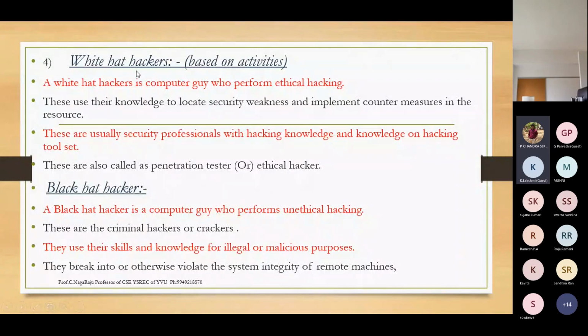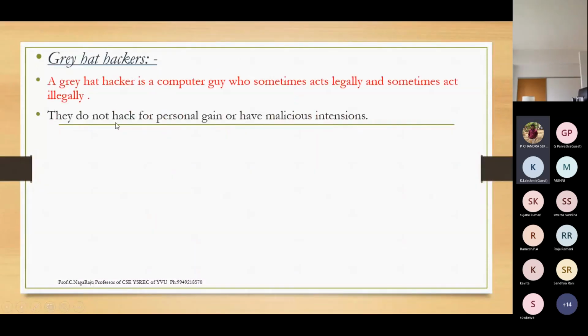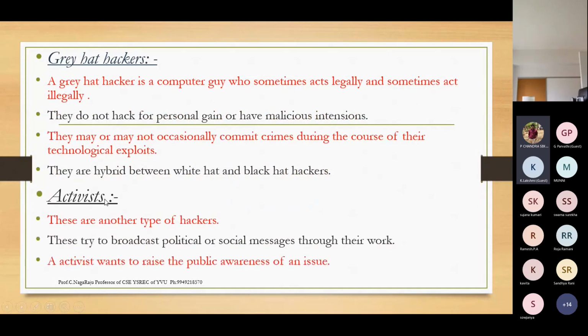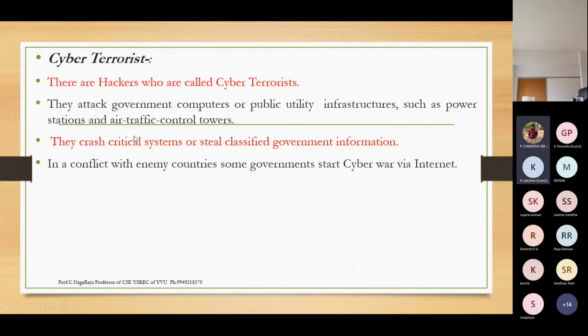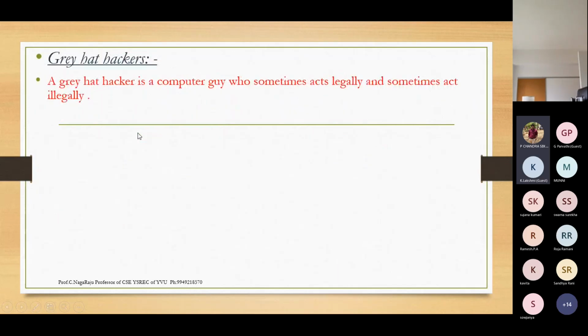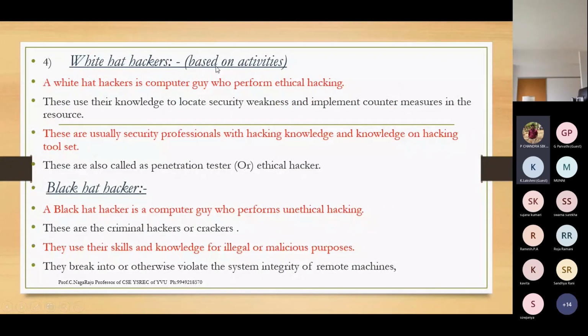Next, based on the activities, we can create another kind of classification of hackers. One is the white hat hacker, black hat hacker, next gray hat hackers, or next we can use activist, or a cyber terrorist or something like this, right? First we see white hat hackers. A white hat hacker is a computer expert who performs ethical hacking.